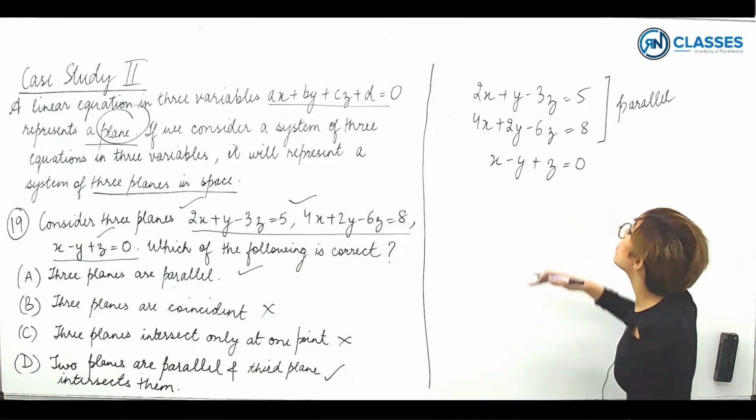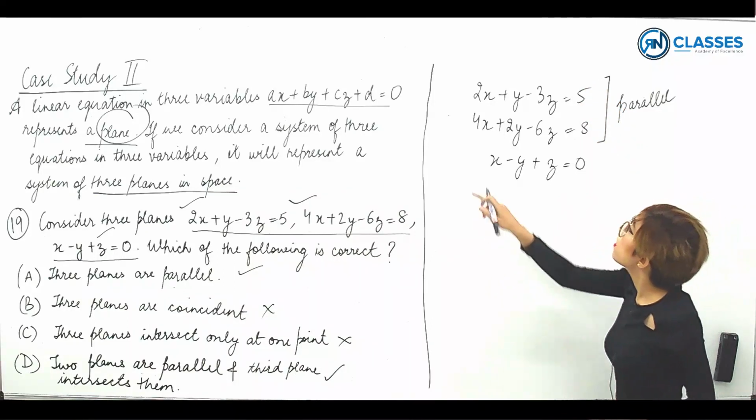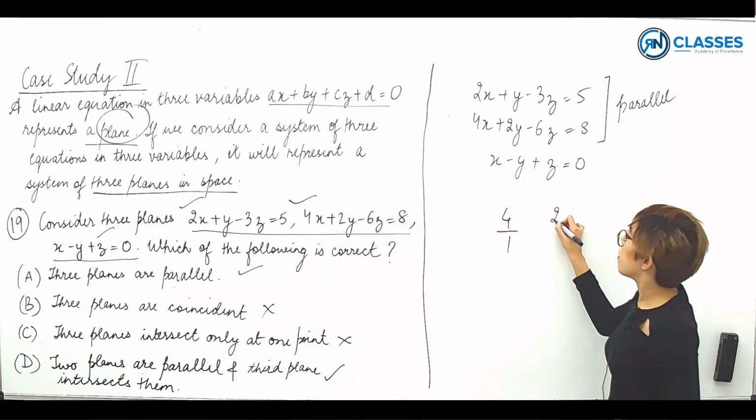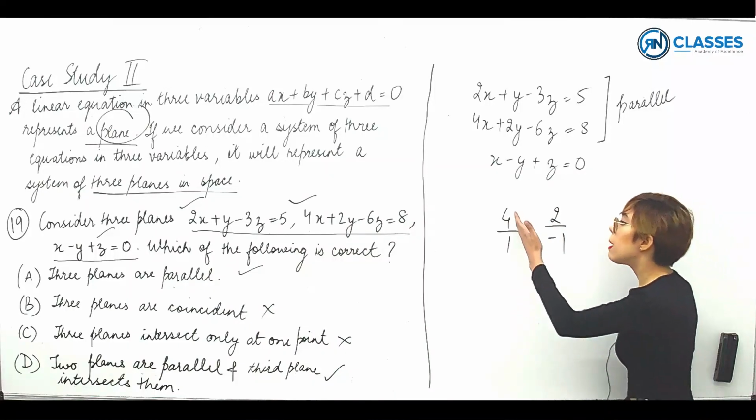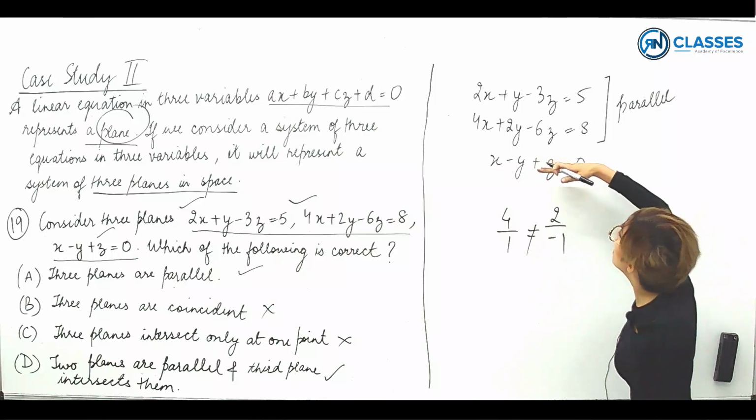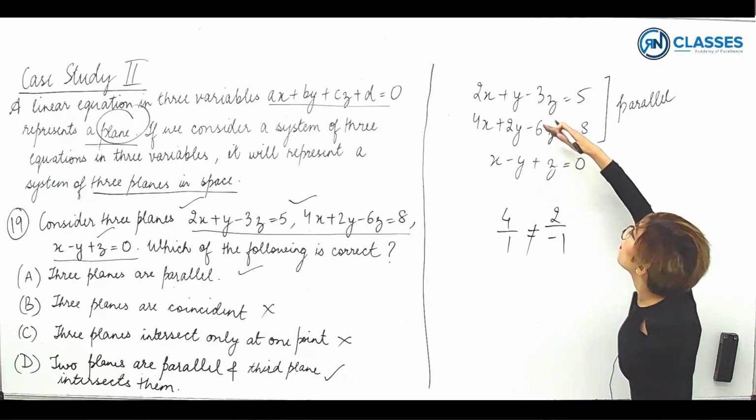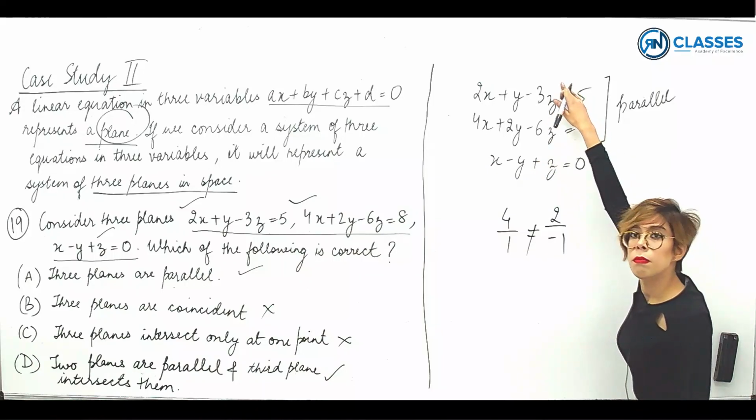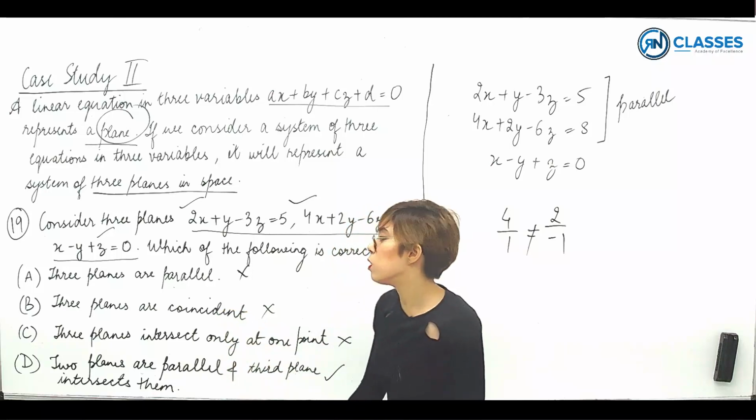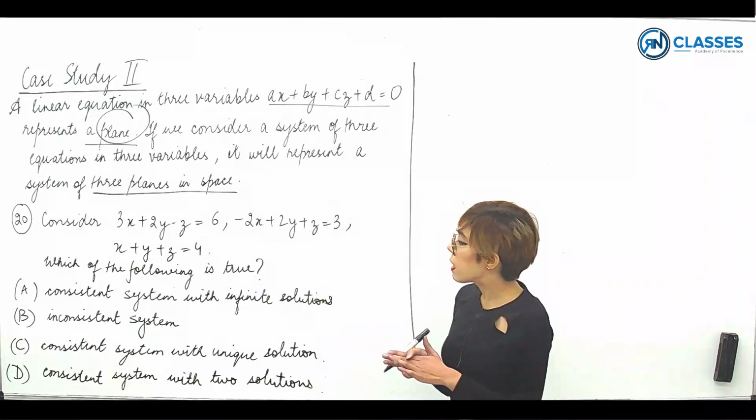I need to see whether this plane is parallel to these two planes or not. As you can see, 4, 1. 4 by 1. This is 2 by minus 1. ये तो वैसे ही खत्म हो गया. A1 by A2 is not equal to B1 by B2. That means definitely these two planes are not parallel. Right? अब ये parallel नहीं है, obviously वो भी parallel नहीं होंगे. So option A is also rejected. So option D is the correct one. Right. So the next one.